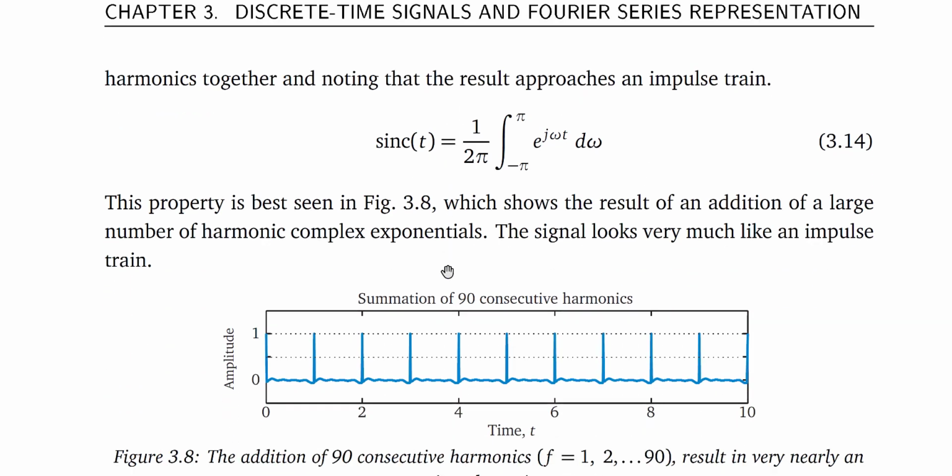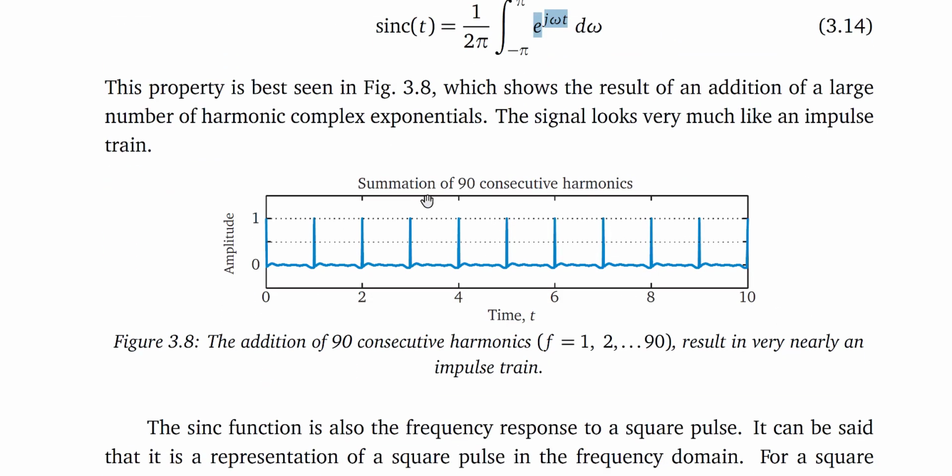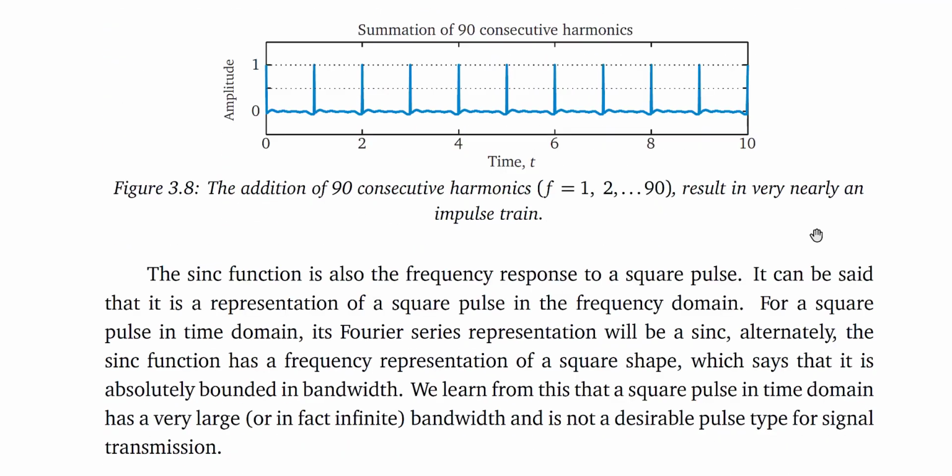In fact, it tells us that if we add a whole bunch of harmonic exponential functions, we're going to get what looks more and more like an impulse train. And here's a sample of 90 of these added together, and they look pretty good.